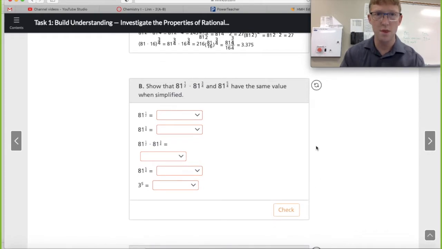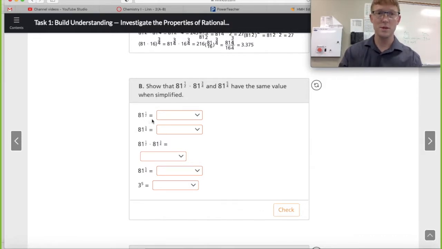So show that 81 to the power of 1/2 times 81 to the power of 3/4 and 81 to the power of 5/4 have the same value when simplified. So it looks like we're going to simplify this guy, simplify this guy, multiply them together, and then simplify this guy. May need a calculator for some of this.